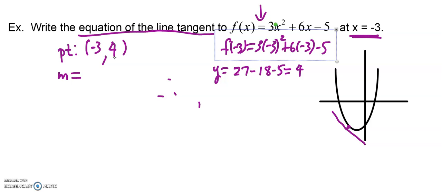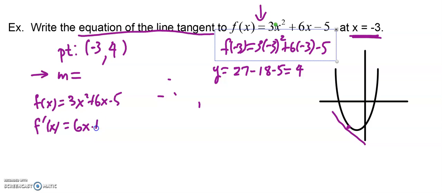Now I've got to find my slope. To find my slope, I'm going to have to use the derivative. So I'm going to rewrite the equation here so I don't have to look back. 3x squared plus 6x minus 5. So the derivative of this would equal 6x plus 6.